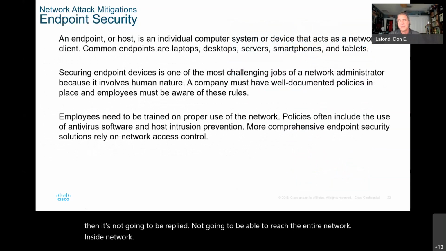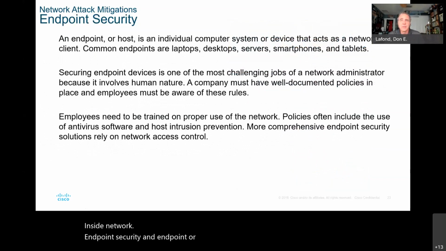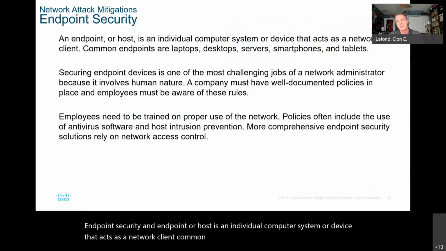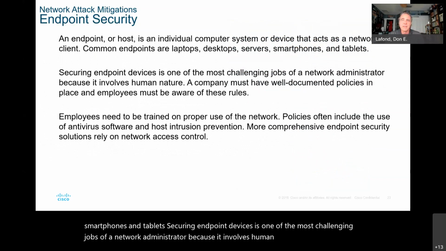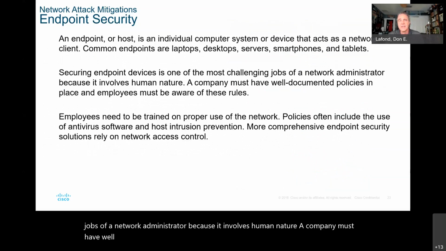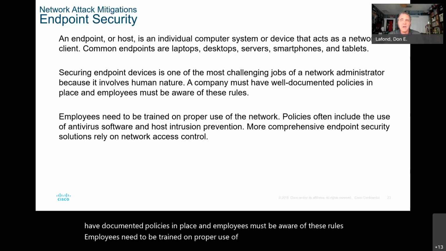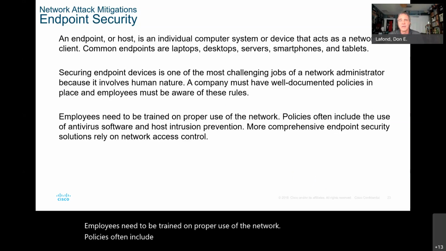Endpoint security. An endpoint or host is an individual computer system or device that acts as a network client. Common endpoints include laptops, desktops, servers, smartphones, and tablets. Securing endpoint devices is one of the most challenging jobs of a network administrator because it involves human nature. A company must have well-documented policies in place, and employees must be aware of these rules. Employees need to be trained on proper use of the network. Policies often include the use of antivirus software and host intrusion prevention. More comprehensive endpoint security solutions rely on network access control.